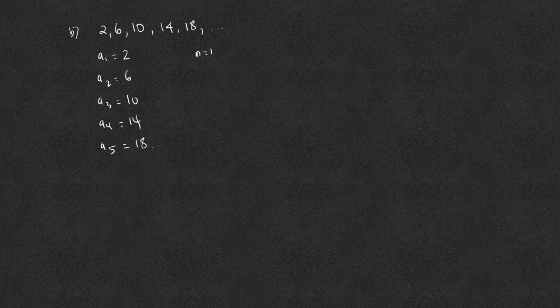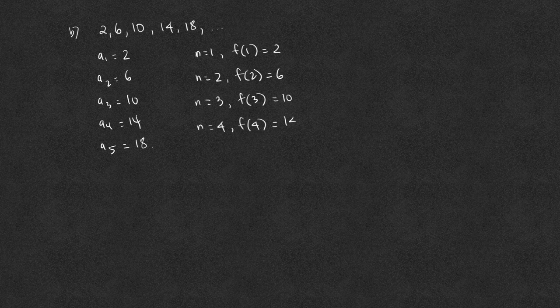When n equals 1, we need to have f of 1 equal 2. When n equals 2, we need to have f of 2 equal 6. When n equals 3, we need to have f of 3 equal 10, and so on. When n equals 4, f of 4 has to be 14. And so to come up with the formula, we need to see if there is an apparent pattern here.